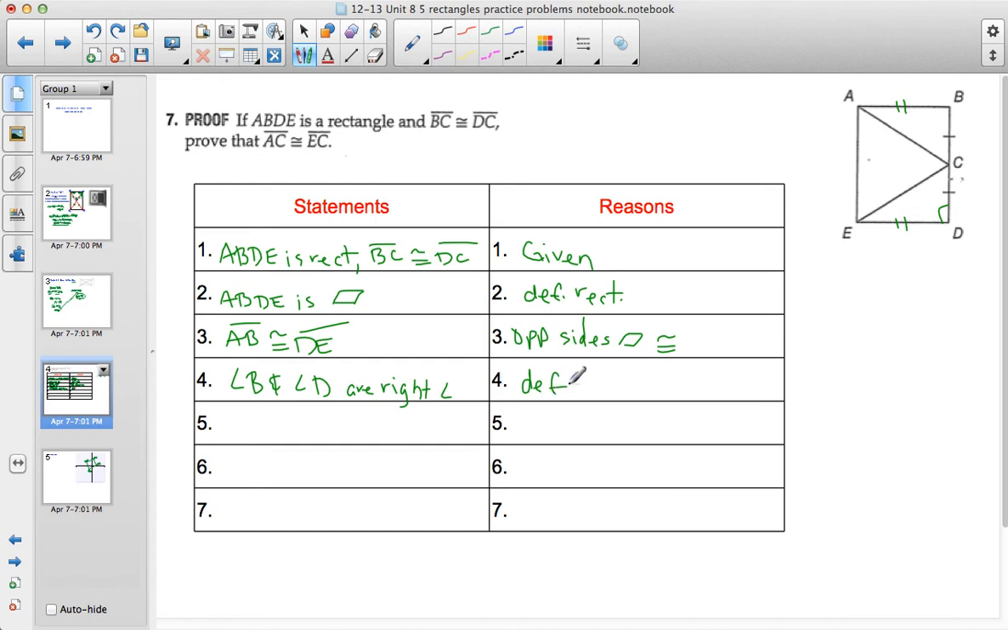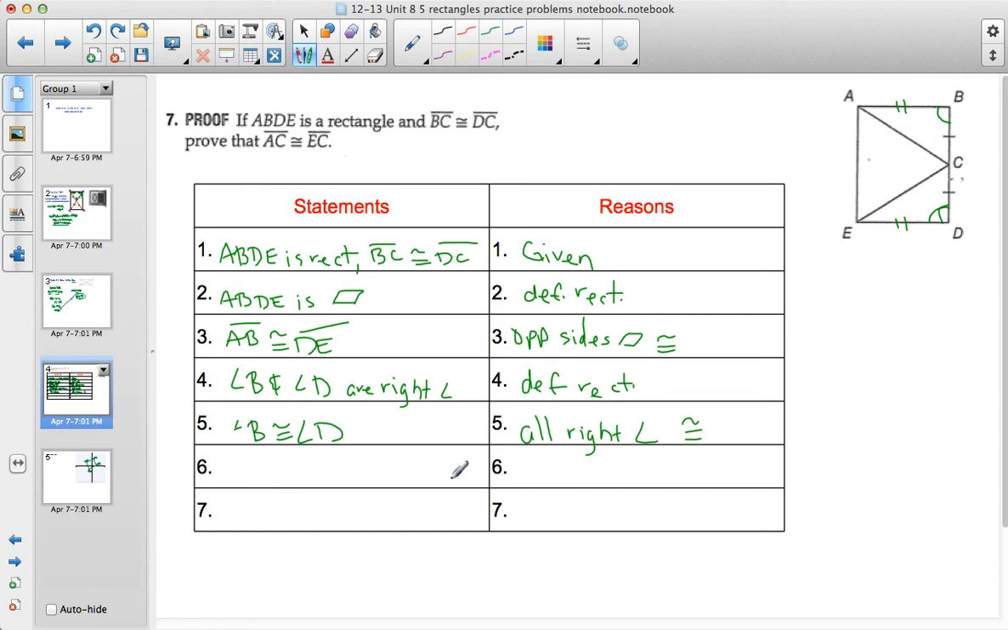Now I can say that angle B is congruent to angle D, and the reason for that is all right angles are congruent, right? If they're all right angles, we know they have the same measure, they have the same shape, so they have to be congruent. So I have now proven that angle is congruent to that angle. So I now have SAS for my triangles, side angle side.